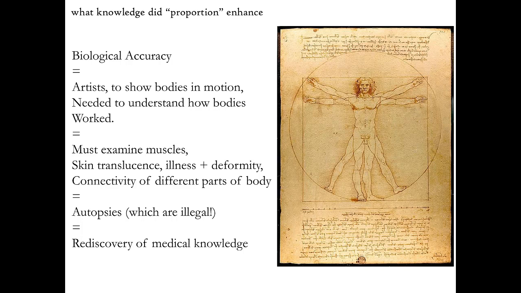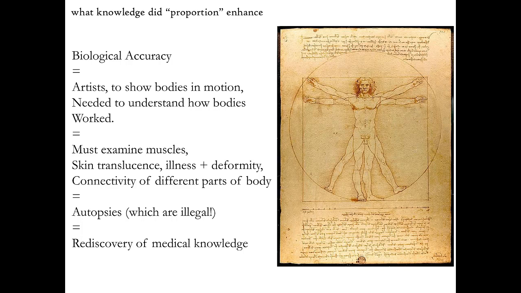But if you want to do perspective and proportion and make things look like reality, you need to be able to paint the body as it works. So you need to examine muscles, skin translucence, illness, deformity, the connectivity of different parts of the body. So if you flex your bicep, what muscles move? What happens to the skin over it? What happens to the translucence of the skin? Can you see the muscles? Can you see the blood? Do you see the veins that are blue? What happens to the tricep? What happens to the shoulder muscles?